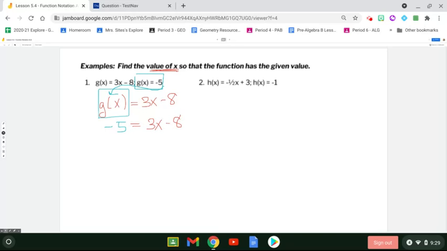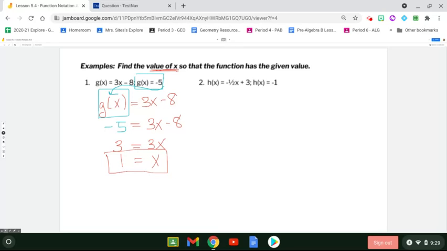Okay, so when we solve for that, we know we'd be adding 8 to both sides. So we would end up with 3 equals 3x, and then we would be dividing both sides by 3, so we would end up with x equals 1. So the final answer for this one is x would equal 1. So we're not writing g of anything on this one, we're looking for just a final answer in terms of x. So x is equal to 1.